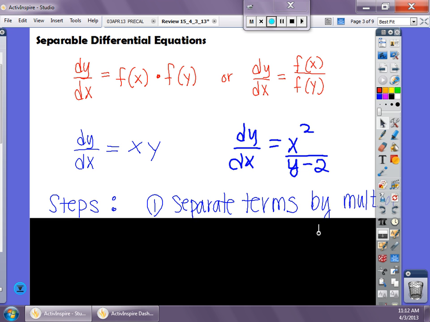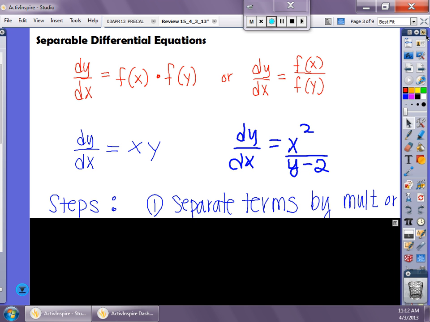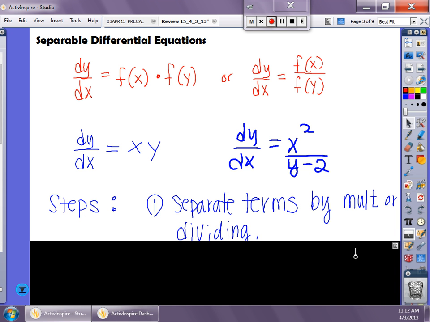Alright, so then looking at the steps that you have to take. If you want to separate, first thing you want to do, you want to separate your terms by multiplying or dividing. That's the first step. Notice what's there, multiplying and dividing. You are not permitted to add or subtract to the other side. It has to be multiplying or dividing.